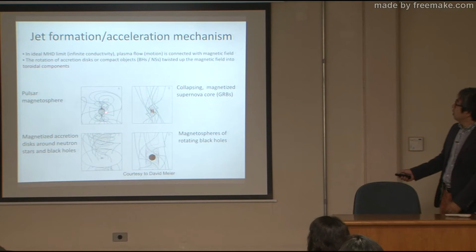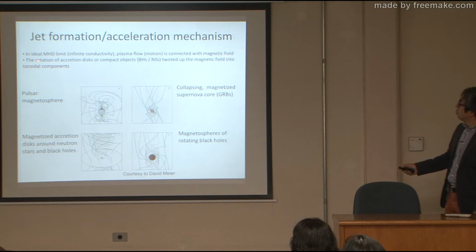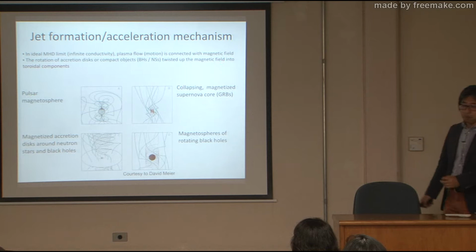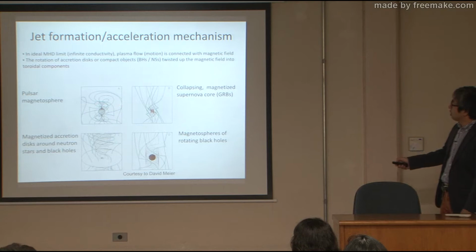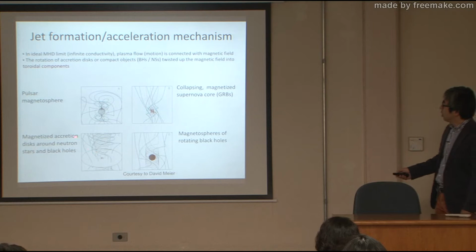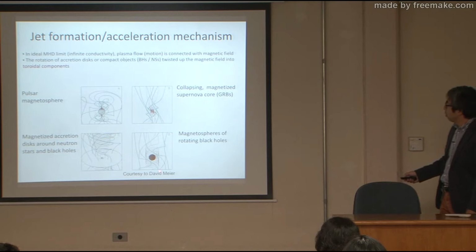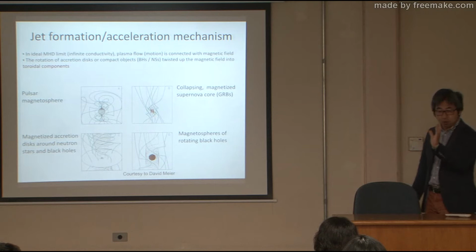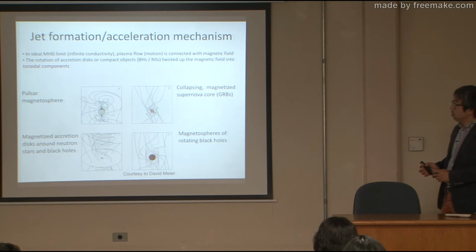So, in the ideal MHD limit, with infinite conductivity, the plasma flow is connected with the magnetic field. It means the rotation of the accretion disk of a compact object twists up the magnetic field into a toroidal component. This is a pulsar magnetosphere. We can also see it in the collapsing magnetized supernova core, and in gamma ray bursts, which also make some twist. A magnetized accretion disk around a neutron star or black hole also easily makes a helical magnetic field. Even the rotating magnetosphere of a rotating black hole twists the magnetic field. So the toroidal magnetic field is very essential when considering MHD processes near the black hole region or compact star region.